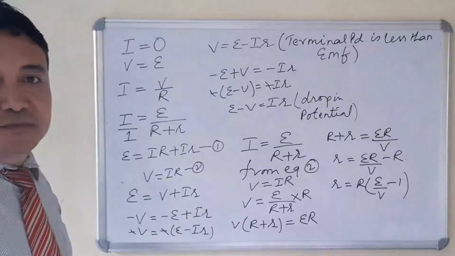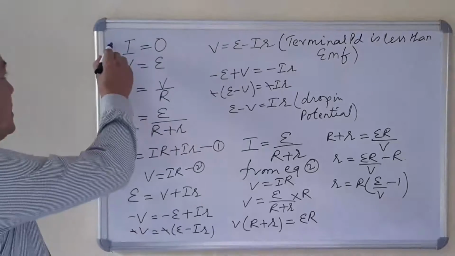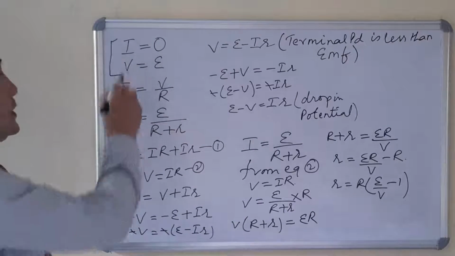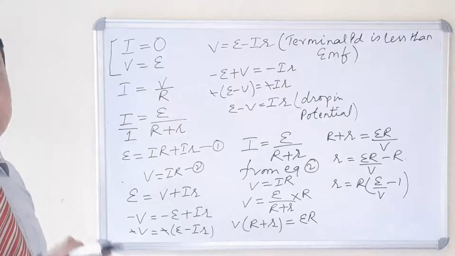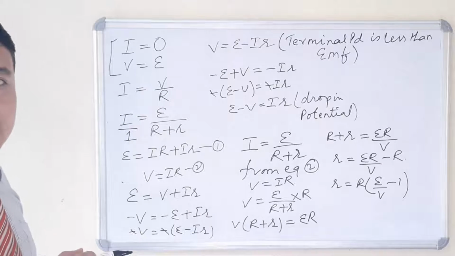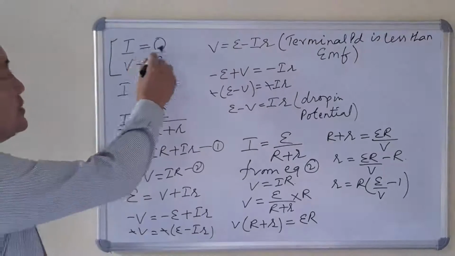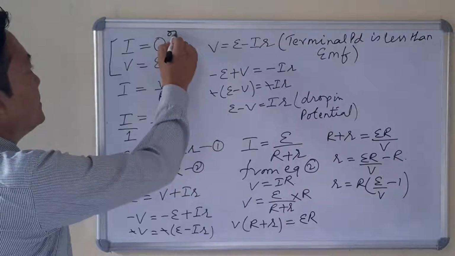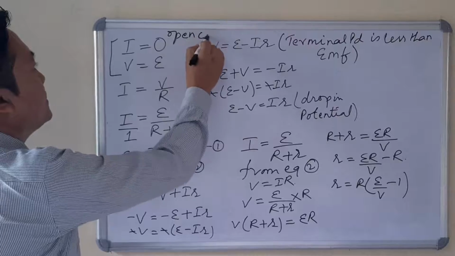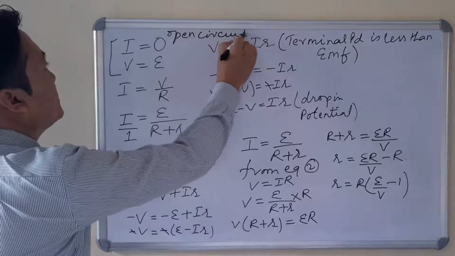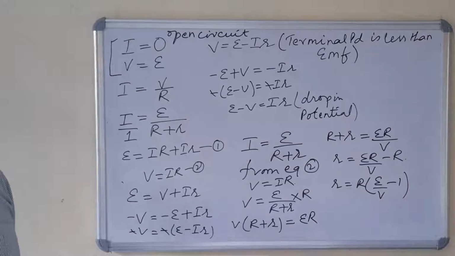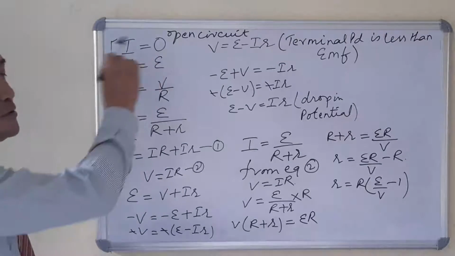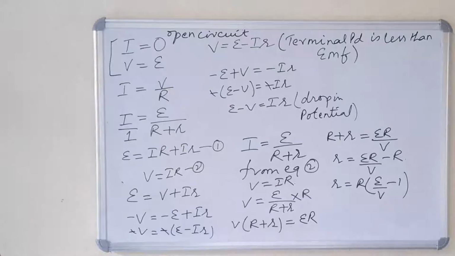So number one, the first one is this point. In an open circuit, when the circuit is open, the current is not drawn. There is no current, so I can write here I equals to 0. So this is for open circuit. Where the circuit is open, no current is drawn from the cell, and therefore I equals to 0.